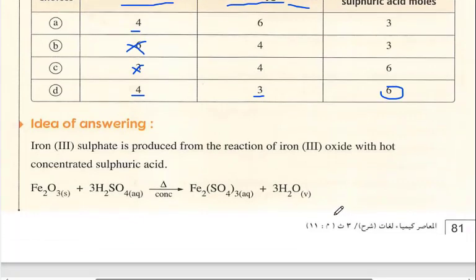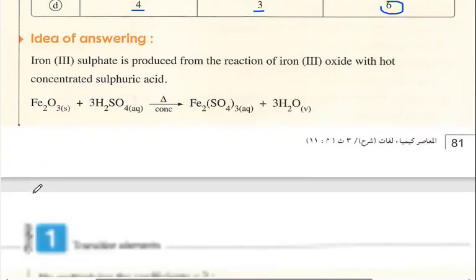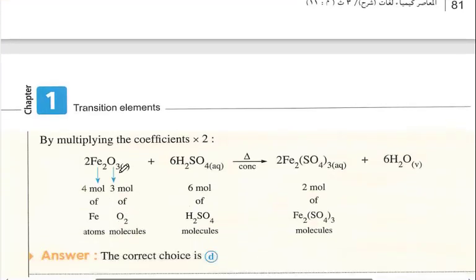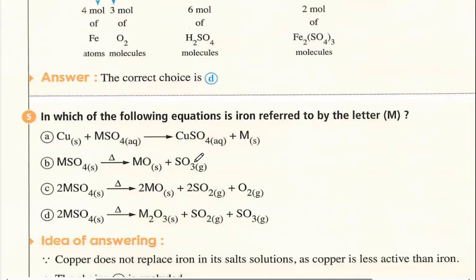Here is the equation: ferric oxide plus 3 sulfuric acid, conc and heat. Notice that you have to memorize this: conc and heat, then ferric sulfate and 3 molecules of water. So the number of iron, if you multiply this by 2, then it is 4 moles of iron and 3 moles of oxygen O2 as it is multiplied by 2, and 6 moles of sulfuric. Okay, let's have another example.